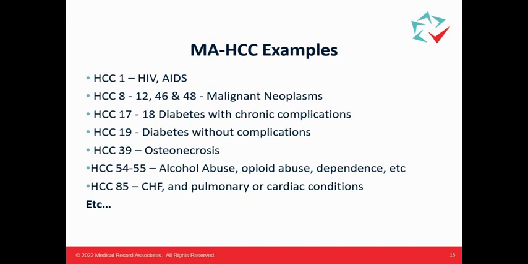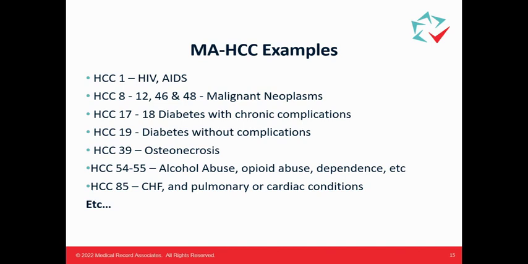These are some examples of Medicare Advantage HCC examples. So HCC 1, in this category, you'll see patients with HIV, AIDS, those kinds of diagnosis codes will map to HCC 1. HCC 8 through 12, 46, and 48, this is the malignant neoplasm category. So you will see patients with malignant neoplasms that map to these HCCs. And I would venture to guess pretty much all malignant neoplasms are going to map.